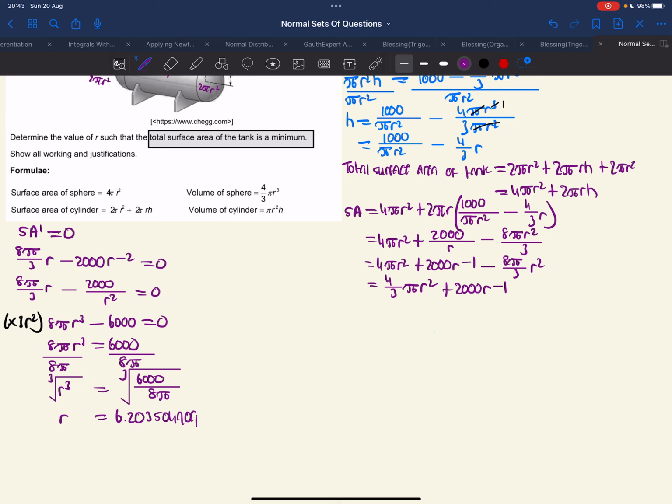Now, the question just wanted us to determine the value of r. So we can now round off to 2 decimal places. So our answer is basically 6.20 meters, right? For the total surface area to be a minimum.